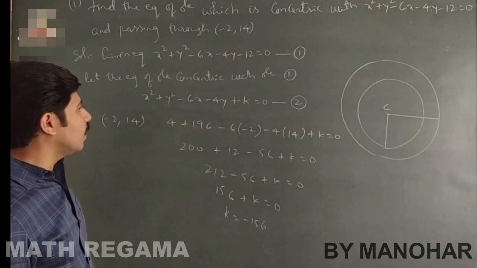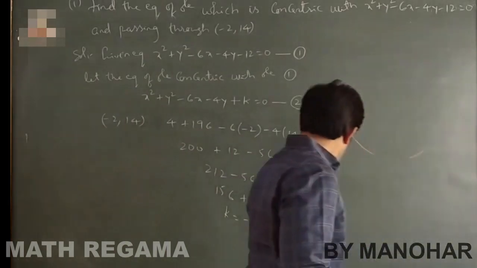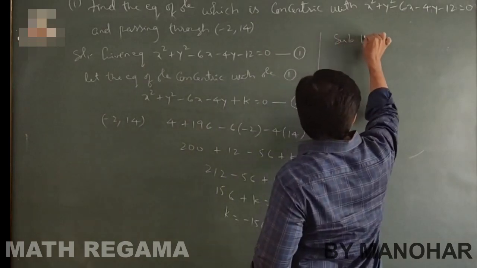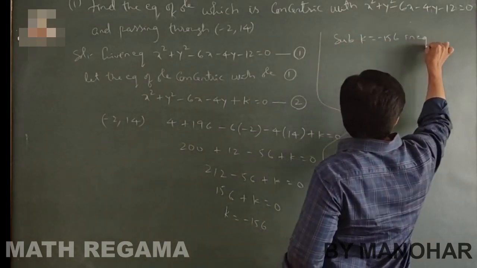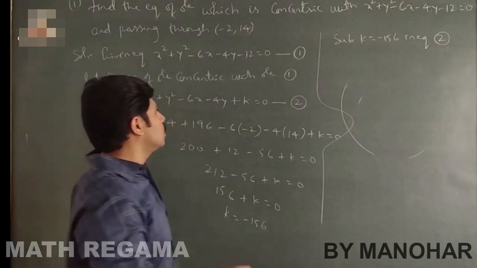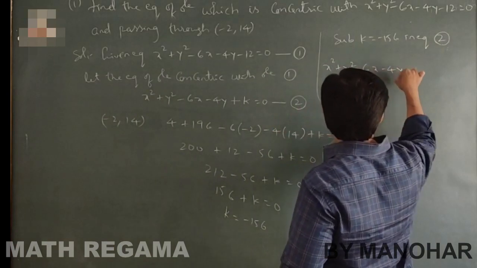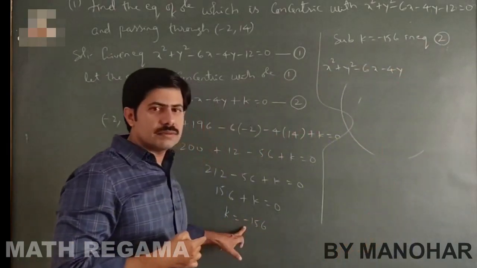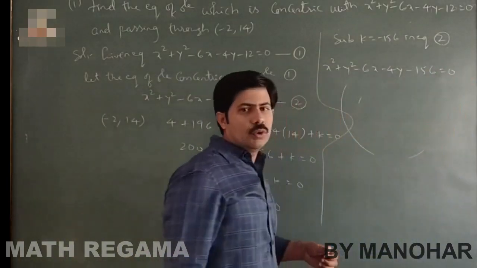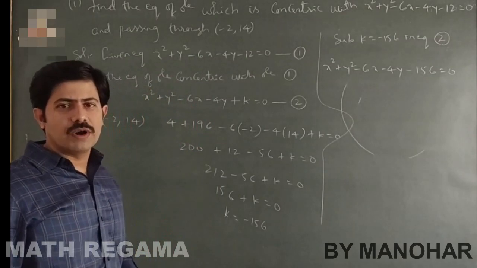After getting the k value, we have to substitute back. So k is minus 156. Substitute k is equal to minus 156 in equation 2, the equation in which we have k. So we get x square plus y square minus 6x minus 4y minus 156 is equal to 0, which is the required equation of circle. So this completes this problem as well as this completes exercise 1a.